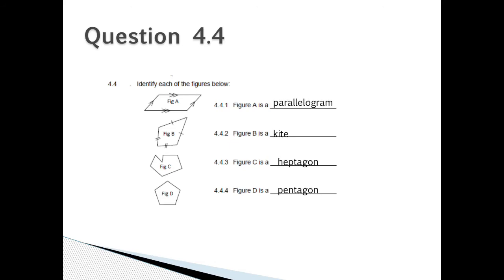Figure A is a parallelogram. Figure B is a kite. Figure C is a heptagon. It has 7 sides. And figure D is a pentagon. It has 5 sides. It is also a regular pentagon because each of the sides are equal.